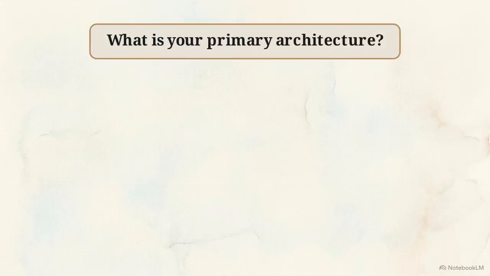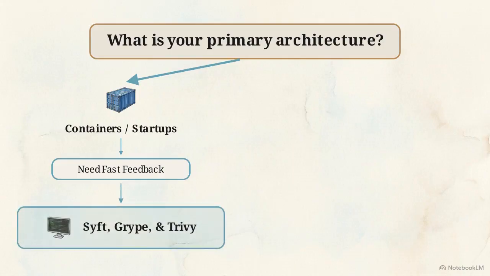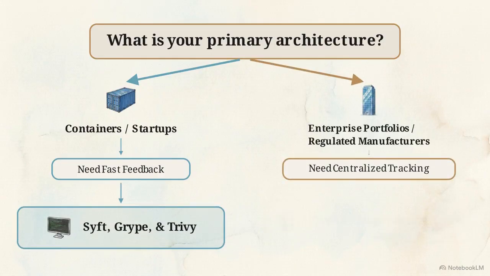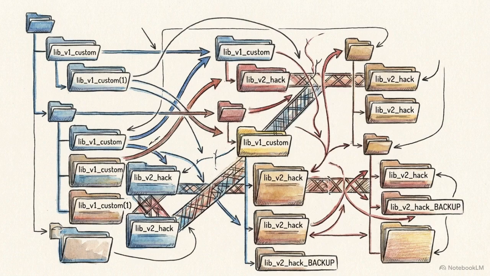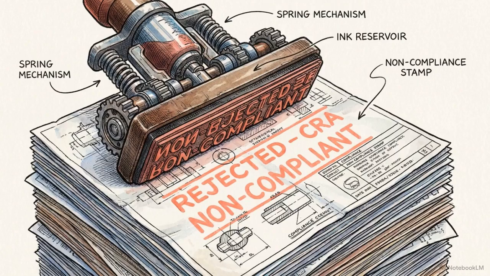To choose the right stack, we map these tools to your architecture. For startups needing developer speed, the lightweight CLI stack is the best starting point. Regulated manufacturers requiring centralized visibility should focus on the platform stack. Attempting to dodge the CRA by maintaining private forks of open-source code will only generate massive, costly technical debt. It is a losing strategy in the new regulatory era.